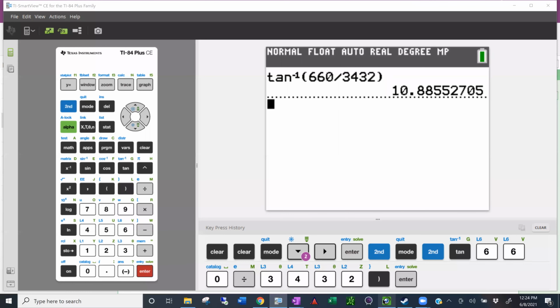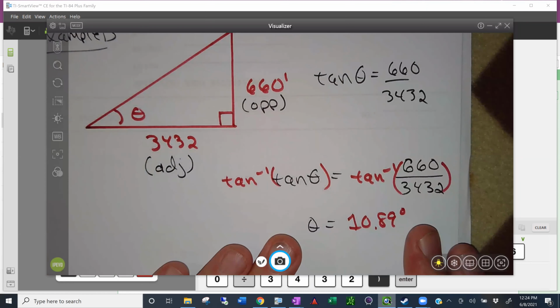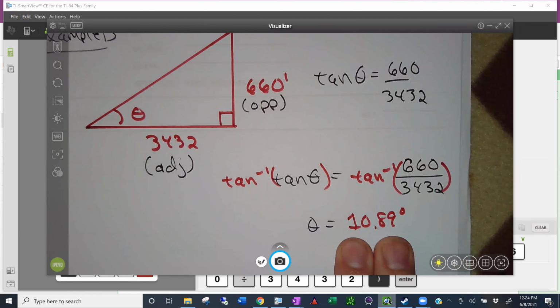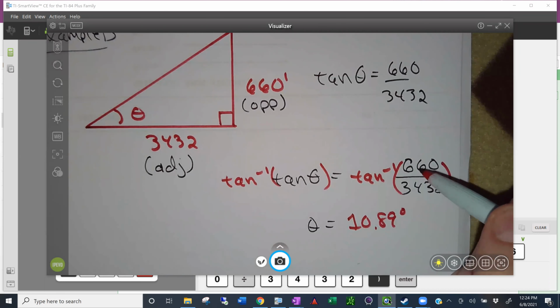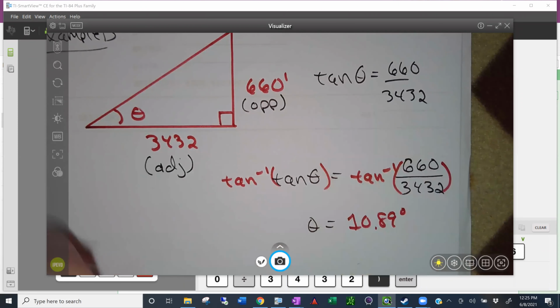How are we looking on that one? Doing okay with this one? I want to point out something that's different and that bothered me for a while. A friend made an innocent remark and I put it together. And that is, there's a difference between degrees and percent grade. Now your percent grade is just really the slope. So it's this number. It's 660 divided by 3432.